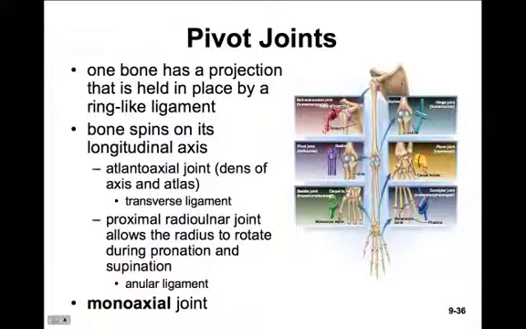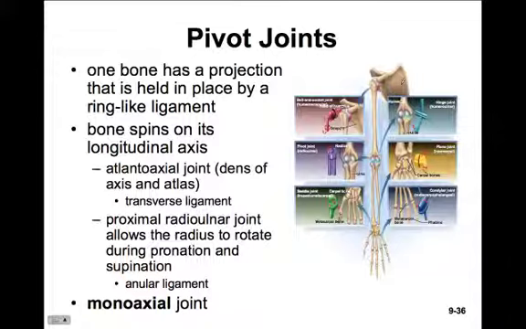Finally, pivot joints. This is where one bone has a projection that's held in place by a ring-like ligament. The bone spins on its longitudinal axis. Now, we've looked at one of those in quite some detail, the atlantoaxial joint between cervical vertebrae 1 and 2. The dens of the axis is a projection that goes up into the atlas. It's held in place by a transverse ligament, and it allows pivoting of the head in the no direction.